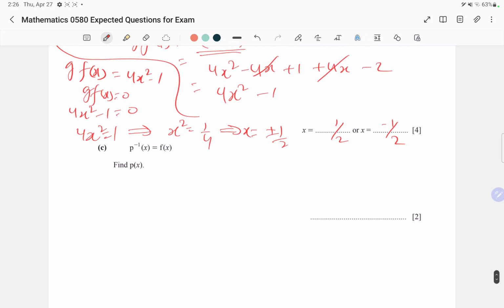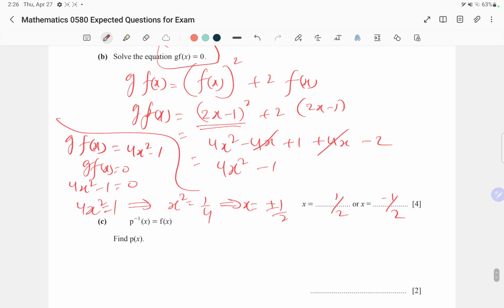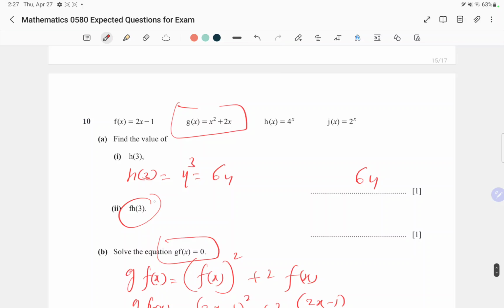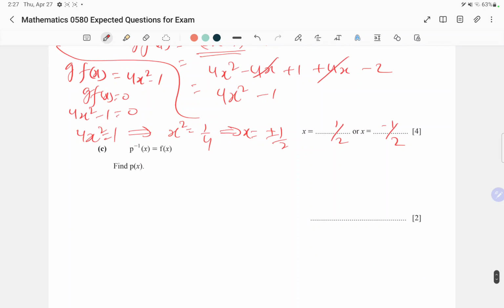Now p inverse x equals f of h of 3. h of 3 we did not do. So what is h of 3 by the way? h of 3 already we found. So f of h of 3. So h of 3 is 64. So f of 64 we need to find. So 2 times 64 minus 1, which is 128 minus 1, which is 127. Right?